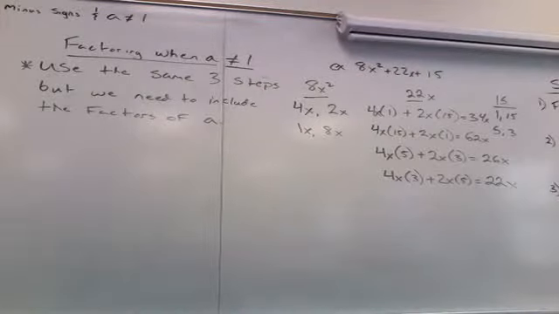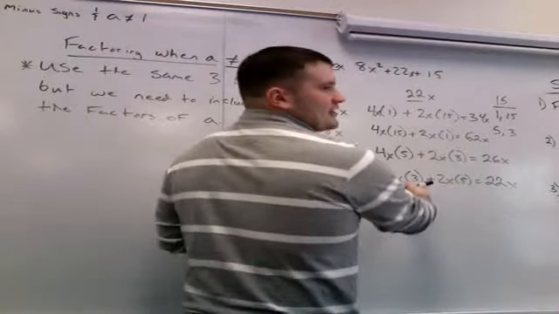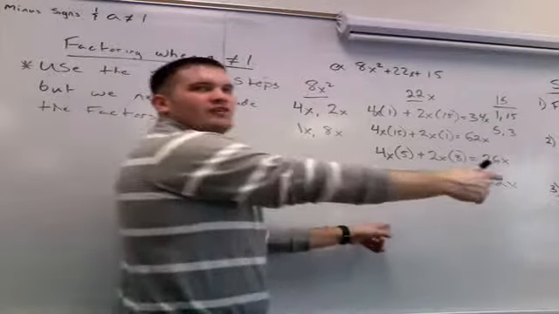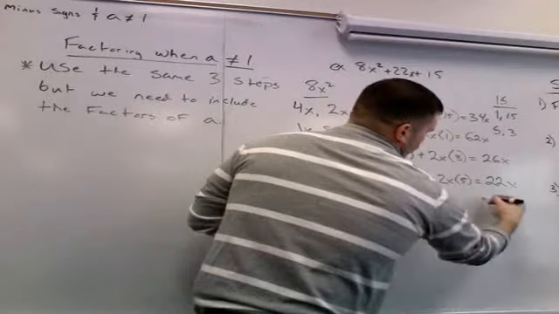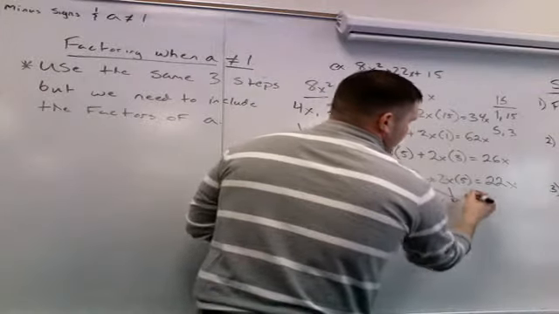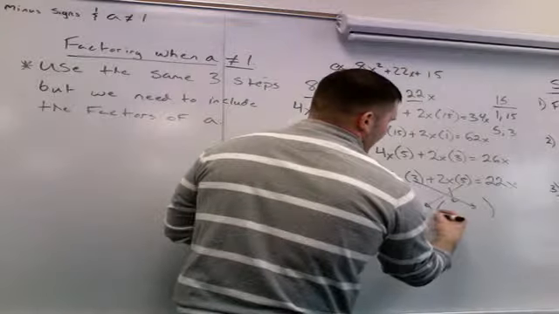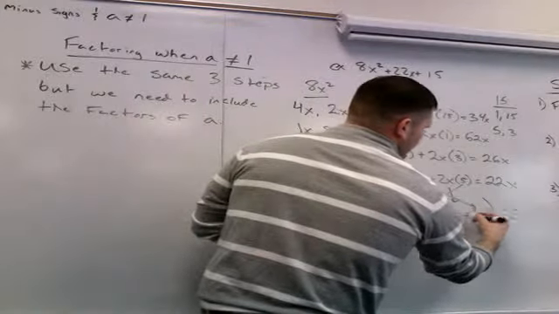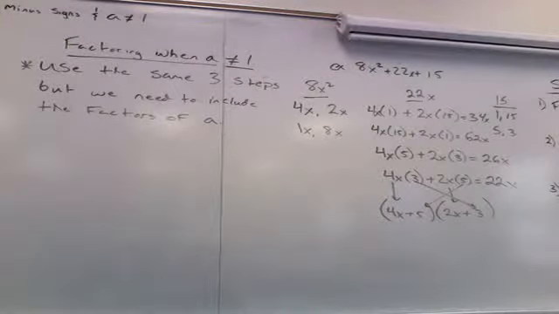Now, this is where our crossover matters, because I need the 4 and x. Do they have to be in the same parenthesis or different? Different. So, when I write my parentheses, I still drop down my x's. And this is where I need to really cross them over. So we get 4x plus 5 and 2x plus 3. And that is our factors.